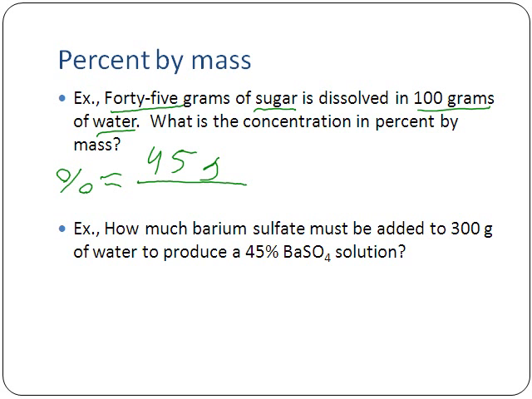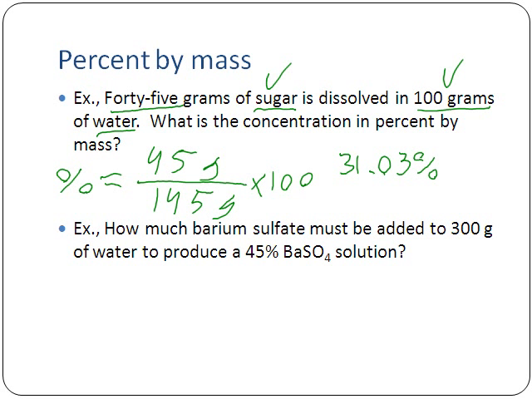Same problem I messed up on last time here. Water is not the solution, water is the solvent. To find the total solution, I'd have to add up the solute, sugar, and the solvent, water. And so I'd say 45 plus 100 gives me 145. And so that's going to be the mass of my solution here, and then times 100 to get into percent. Doing so, we take 45 divided by 145, then times 100, and so I get 31.03%.